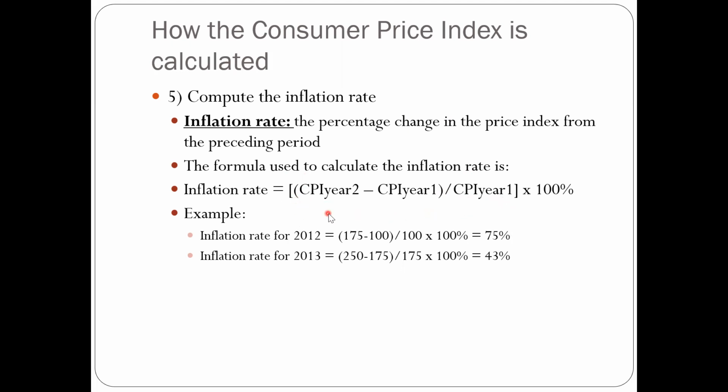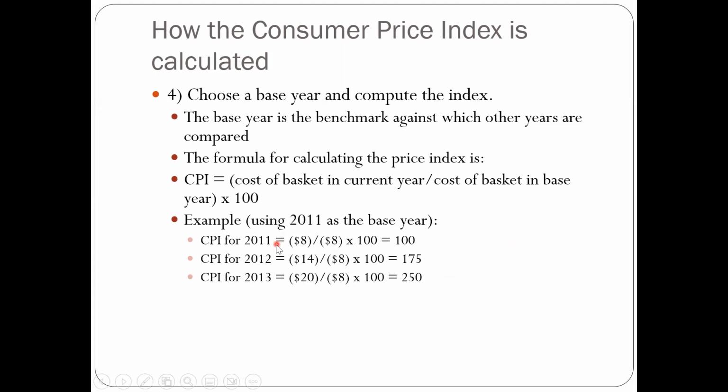أحسب ال consumer price index للسنة الأولى، وأحسب ال consumer price index للسنة التانية، وأطرح السنة التانية ناقص السنة الأولى على ال consumer price index للسنة الأولى multiply 100%. So inflation rate for 2012 is 75%. ده ناتج عن إيه؟ ناتج عن التغير المئوي اللي حاصل من 2011 ل 2012. تغير نسبة مئوية تغيرت بمقدار 75%.